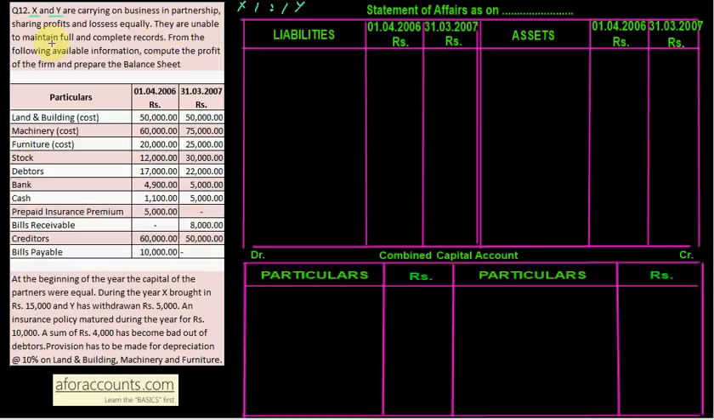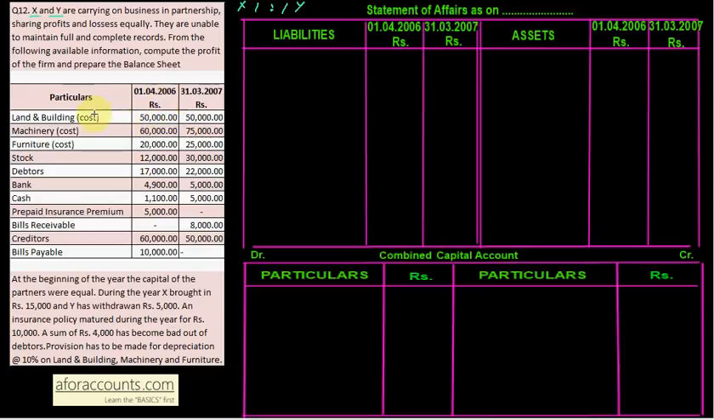They are unable to maintain full and proper records, meaning single entry, incomplete records. Proper trading account, P&L, balance sheet have not been maintained. You will have to find the figures. From the following available information, compute the profit of the firm and prepare the balance sheet. 1/4/2006 and 31/3/2007. So we are given information for 2006-07.